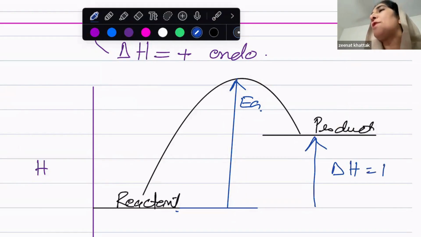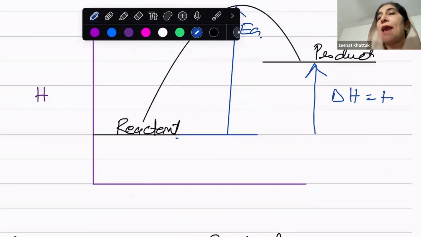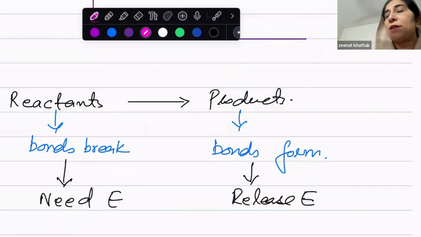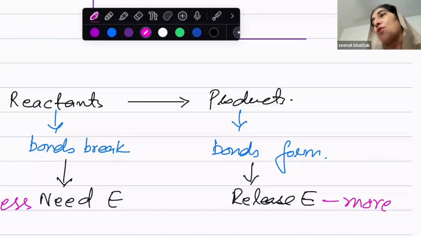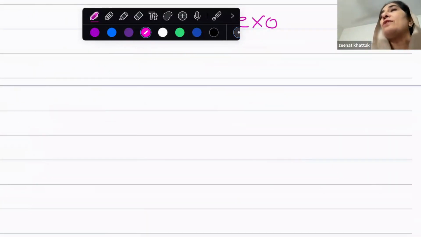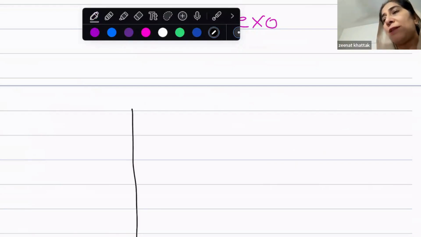Delta H positive. In exothermic, you know what is happening? The needed energy is less and the released is more. Overall energy released is more, product have stronger bonds, energy released is more. It is exothermic. And how you are supposed to draw the profile?